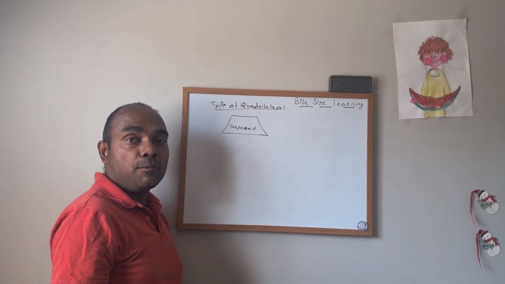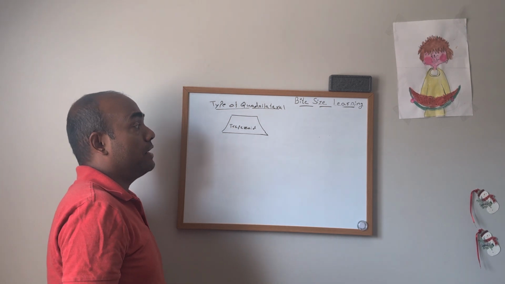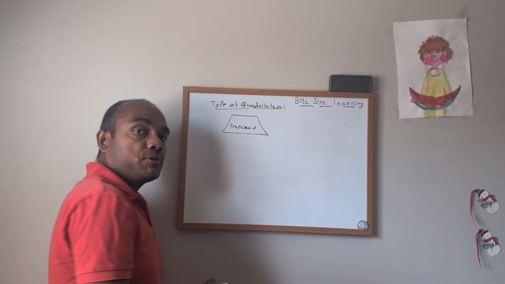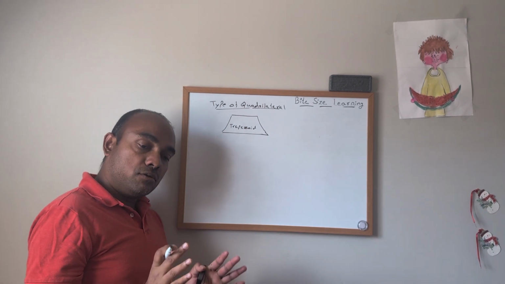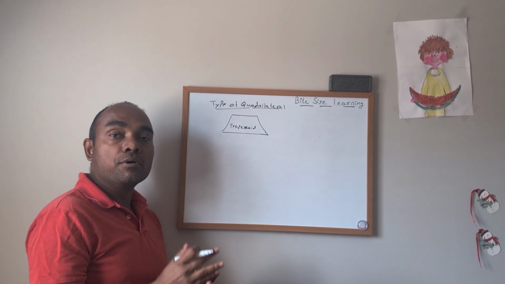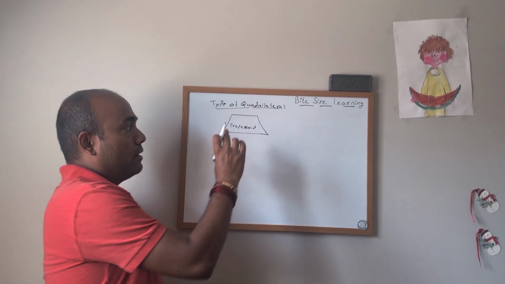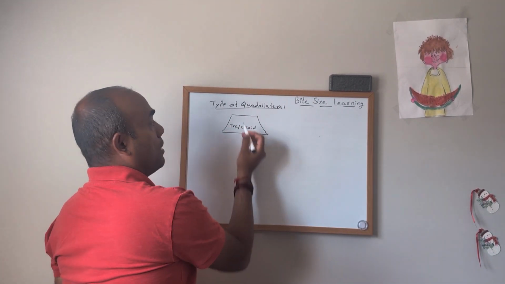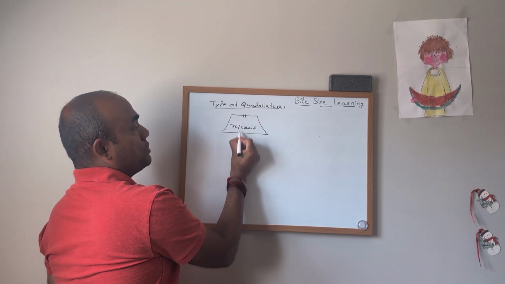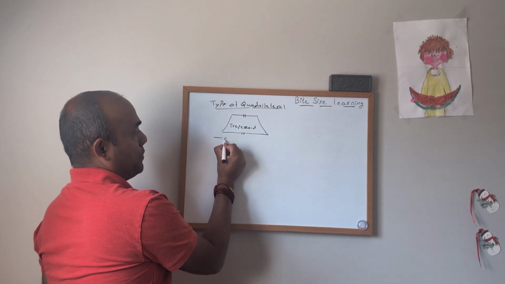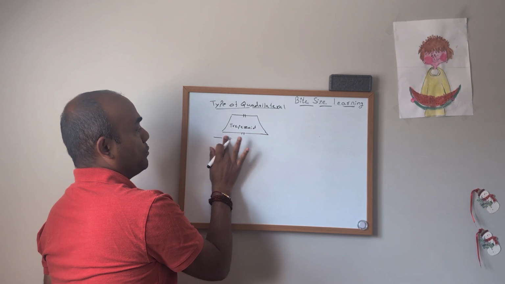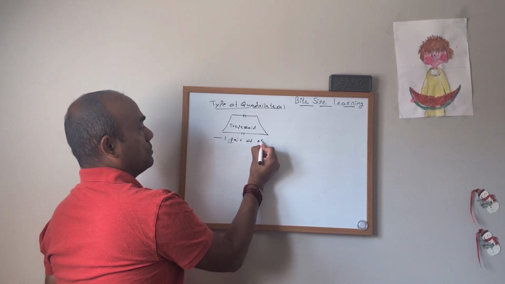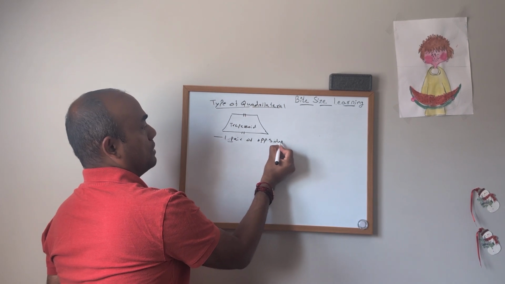So we'll continue our discussion about types of quadrilateral, and we were left with the last regular shape, which was trapezoid. So trapezoid is different from other shapes that we discussed: square, rhombus, rectangle, parallelogram. Trapezoid is a four-sided quadrilateral polygon that has one pair of opposite sides parallel.